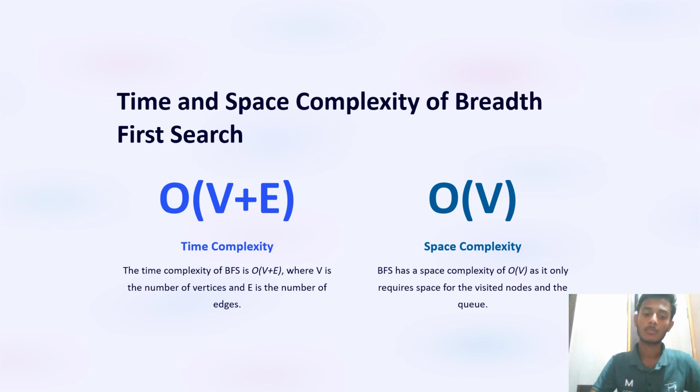Time and space complexity of breadth first search. O of V plus E time complexity. The time complexity of breadth first search is O of V plus E, where V is the number of vertices and E is the number of edges. V is vertices and E is edges. O of V space complexity. Breadth first search has a space complexity of O of V, as it only requires space for the visited nodes and the queue.